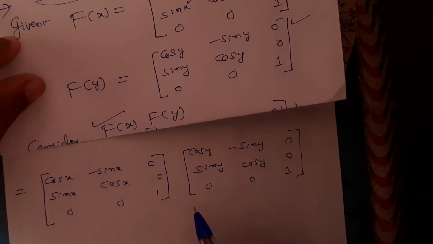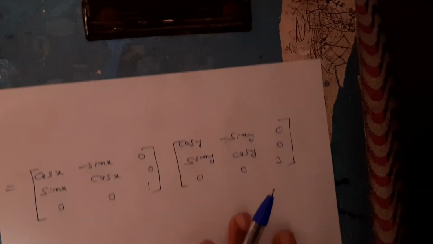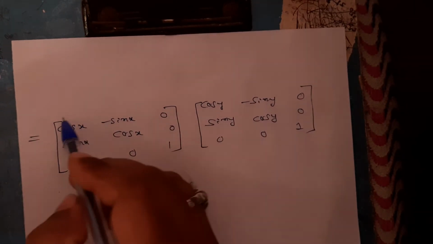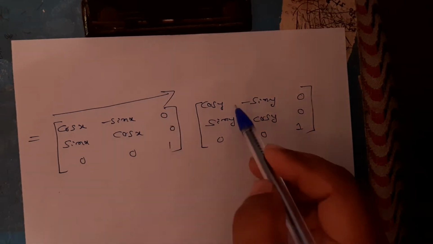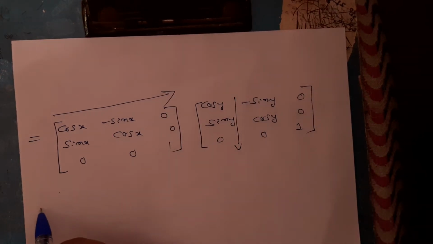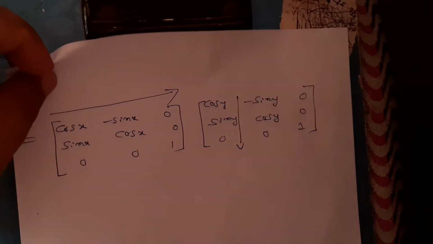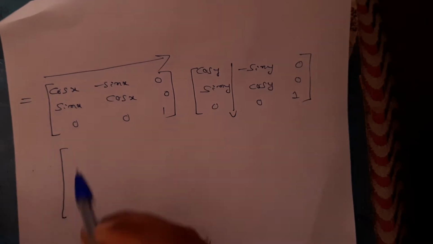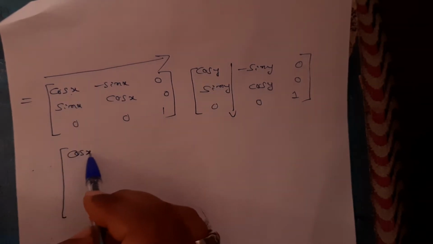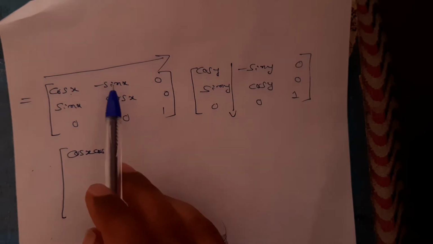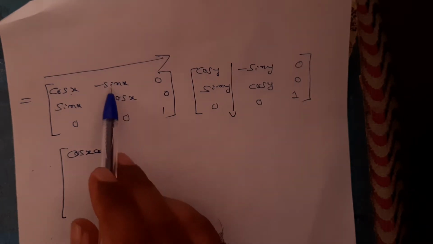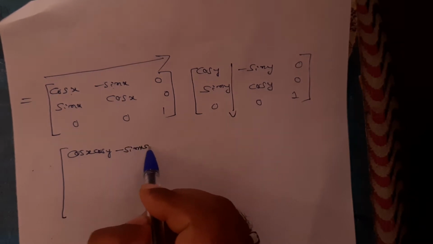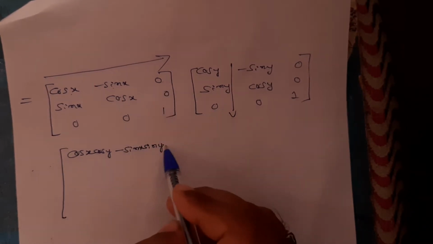So we have to find the product of these two. Let us multiply these two here. Multiplication is very important here. You start with the row and consider the first column. You have to be very careful here. Let us write the product. Cos x into cos y, plus, here minus sin x into sin y, that is minus sin x sin y. Then plus 0 into 0, that will be 0.